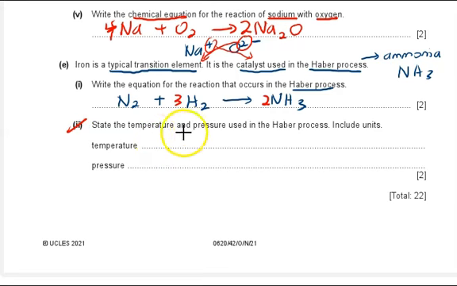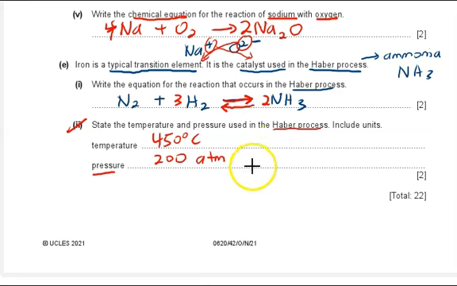Okay, state the temperature and pressure used in the Haber process. Include the units. So here please remember the temperature here will be 450 degrees Celsius and the pressure here will be about 200 atm. This is the pressure amount. And here make sure you write it is a reversible process. Okay, so the total mark for this question is 22. Okay, we move on with the next one.